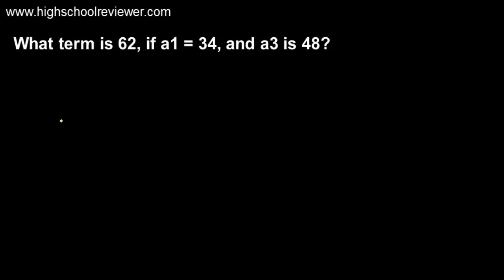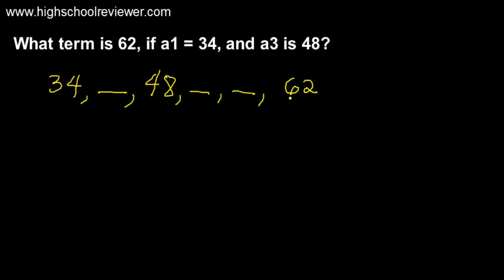So again, our a sub 1 is positive 34. We do not have a sub 2. Our a sub 3 is positive 48. We do not know what the terms are in between, but we know that positive 62 is one of our terms, so we need to find what term this is. Our d, or our common difference, is also unknown, so we need to first find our d.